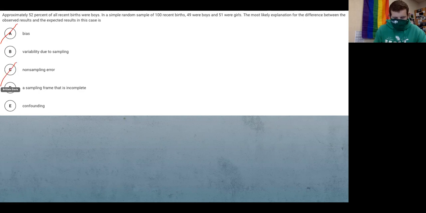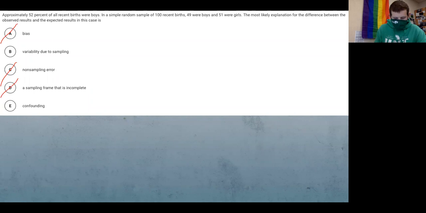Non-sampling error is not even a thing. We have non-response bias, but a sampling frame that is incomplete. Now, a sampling frame represents all of the possible outcomes. Male and female, let's just assume that those are the outcomes that are possible. And so that's not it.